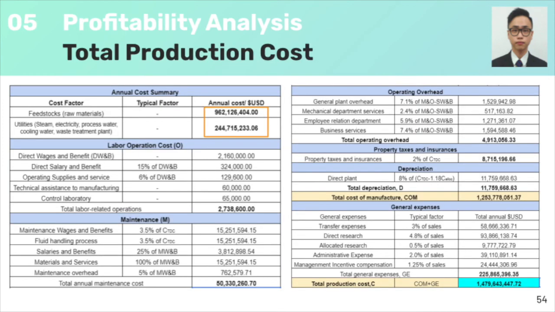The total production cost of our alkylic acid production plant will be 1,479 million, which is mainly occupied by our raw material cost of 962 million and utility cost of 244 million, along with other costs: labor operation cost, maintenance cost, tax, depreciation, and general expenses.